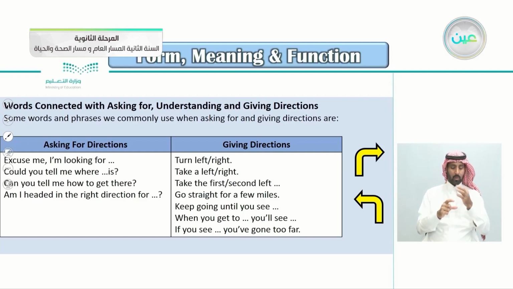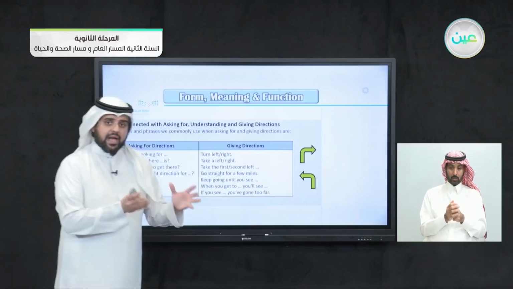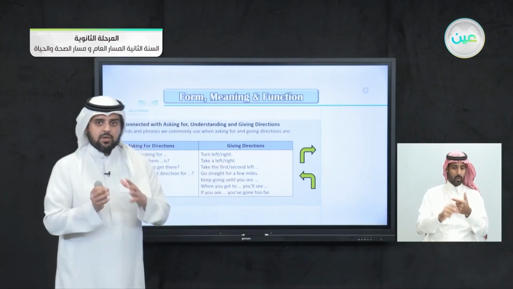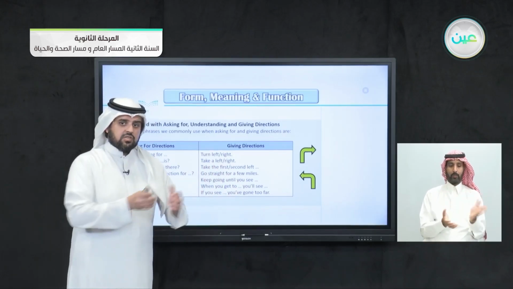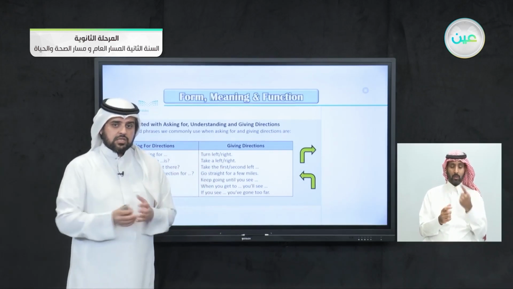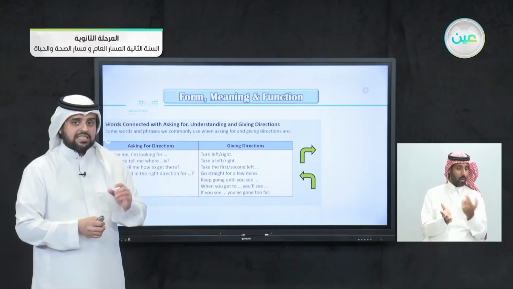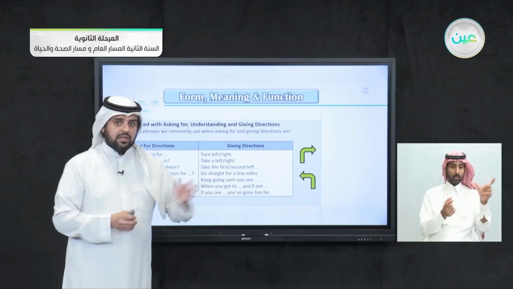The second one: "Could you tell me where is...?" Could you tell me where the bank is, for example? Could you tell me where the bank is? Could you tell me where the house is, the school is, and so on. So "is" is the final word here.